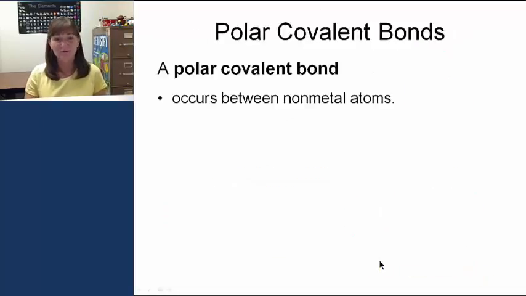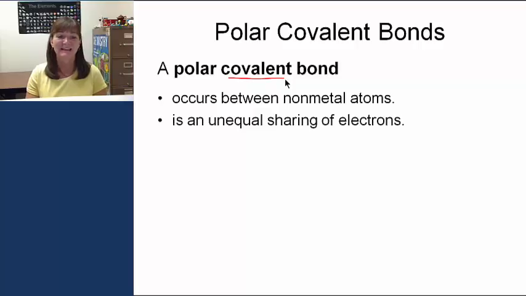A polar covalent bond occurs between nonmetal atoms. Well, that's a little redundant. I'm hoping you can see why, because covalent bonds happen between nonmetals. Remember, ionic bonds happen between a metal and a nonmetal. Covalent bonds happen between two nonmetals. So a polar covalent bond is one that occurs between nonmetals, and it is an unequal sharing of electrons. When you have an unequal sharing, that's when the electrons shift, so you have a positive and a negative end, and that's our definition of something that's polar.